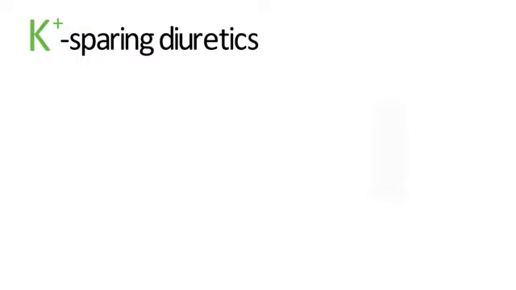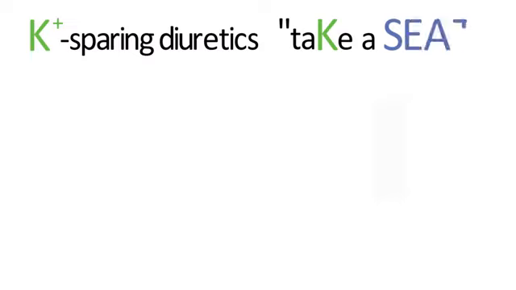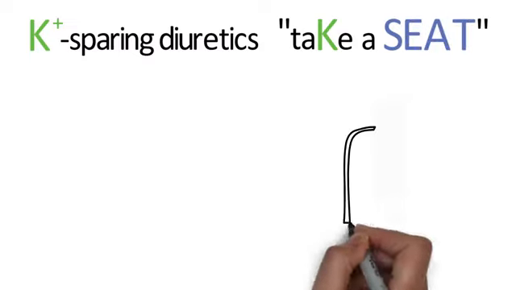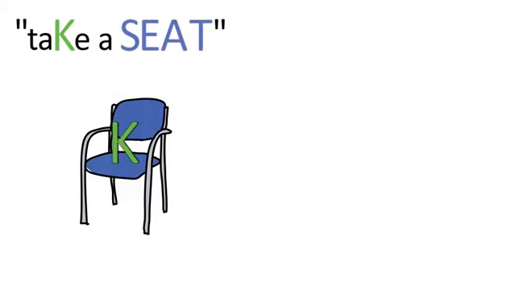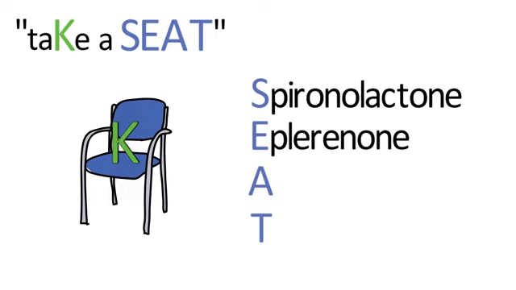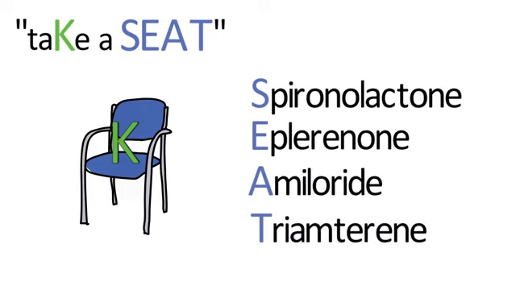So one way to remember which diuretics are potassium-sparing diuretics is the phrase, take a seat. You capitalize the K in take because that's the chemical symbol for potassium, and you're saying take a seat because you want the potassium to stay put. Then the letters SEAT stand for spironolactone, eplerenone, amiloride, and triamterene.